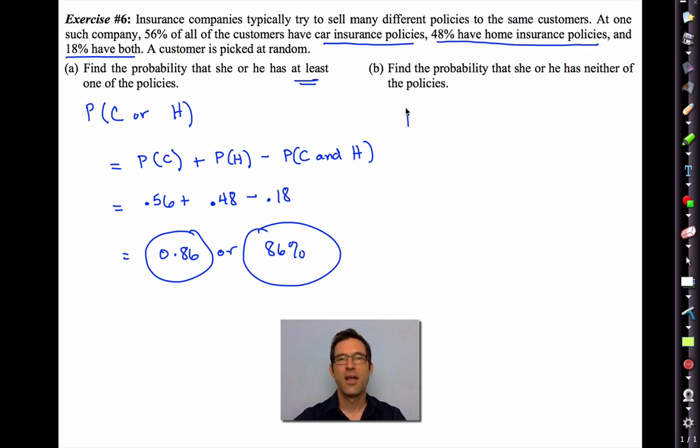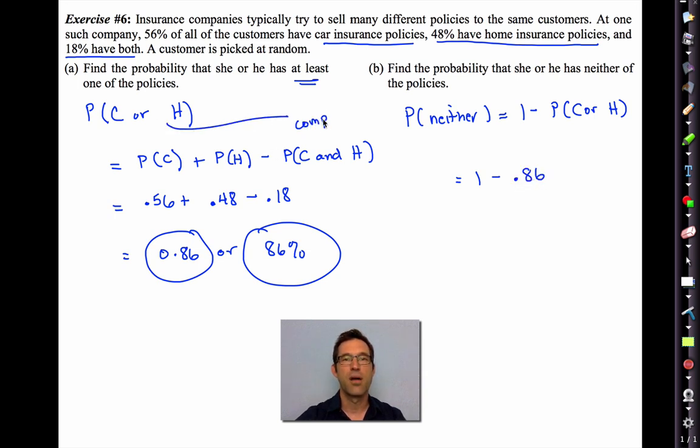Well, the probability that she has neither will be equal to 1 minus the probability that we just found. This is the probability that they've got something. Car, home, both of them. To have neither of them means you have to fall into the category of the complement of this. It's the complement. Neither is the complement of at least one. Of course, that's 0.14. That's a good way of writing it. Or 14%.